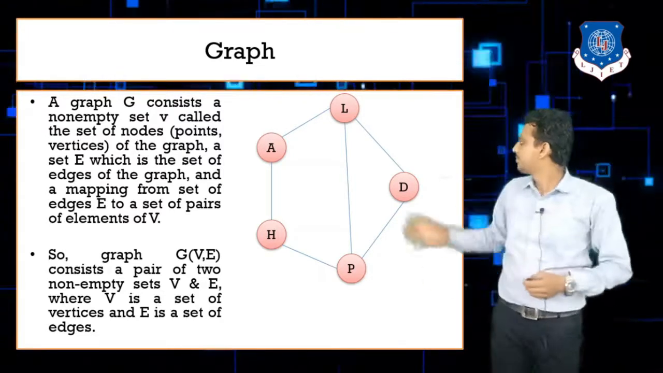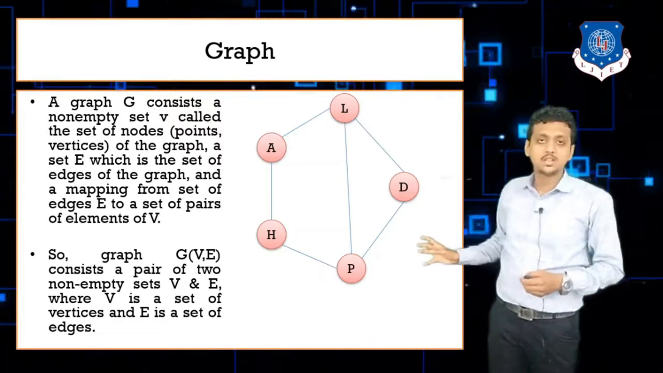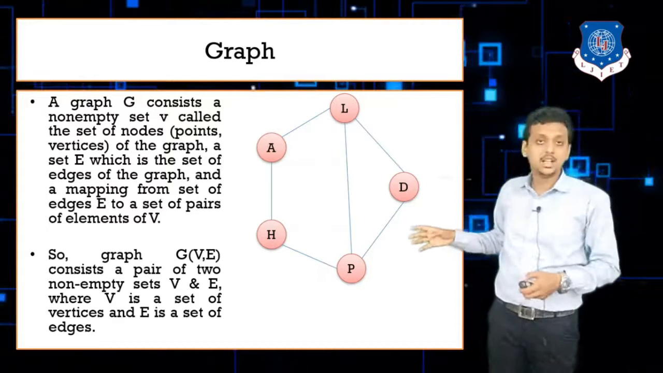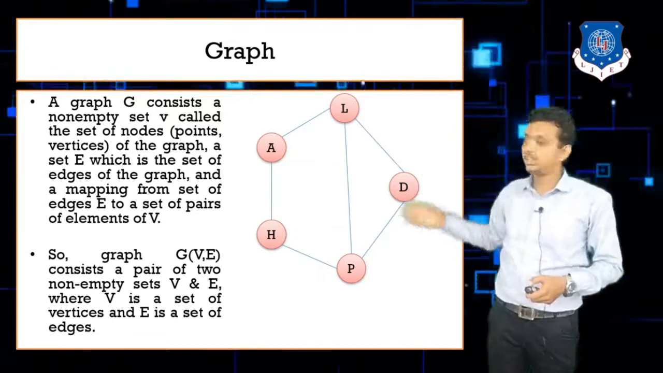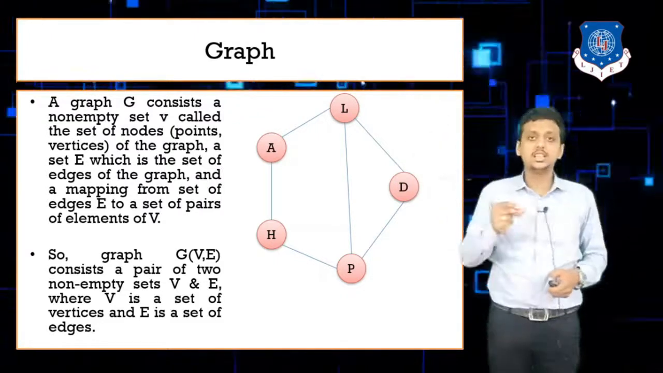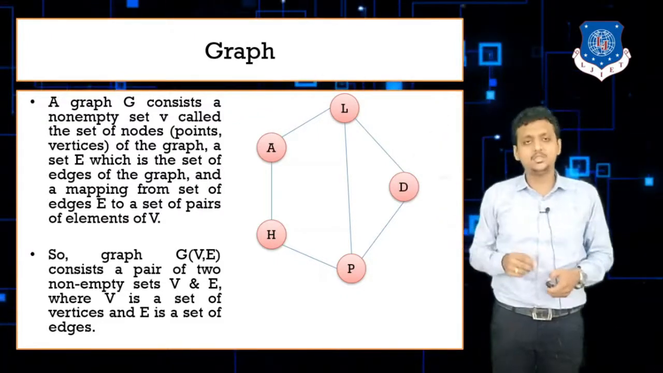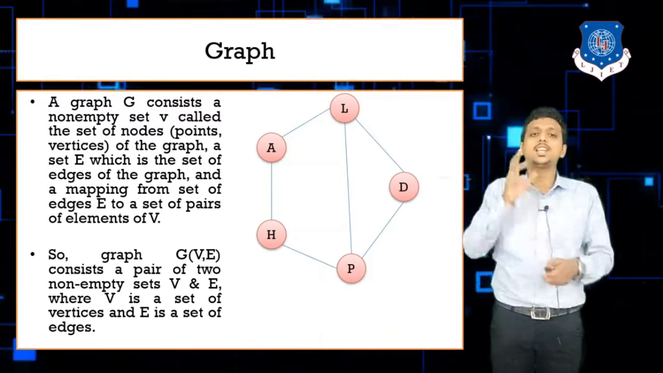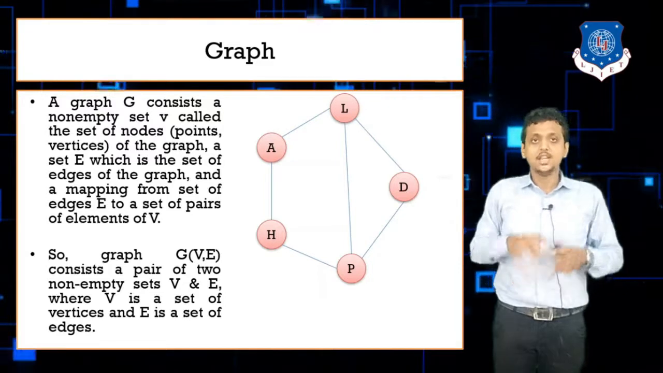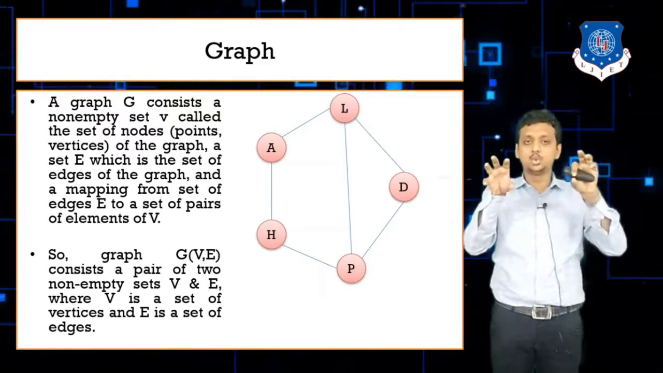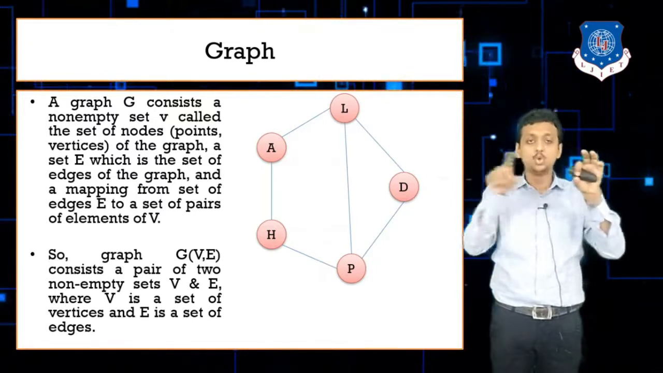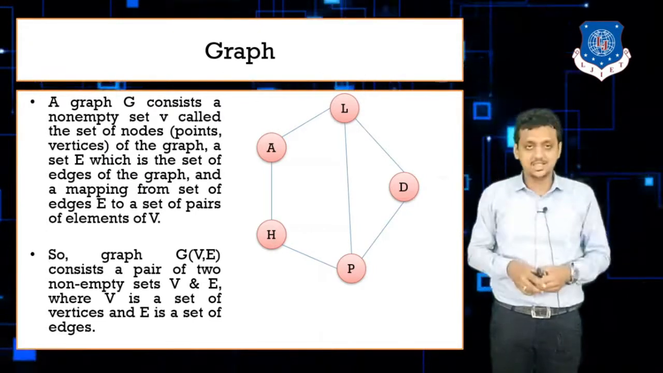Fine. So these nodes are connected with each other with a particular line, like A and H are connected with each other, then A and L are connected, then L and P are connected. So these connecting lines are known as edges. This is node 1, this is node 2, and the line connected between these two vertices, these two nodes, is known as an edge.